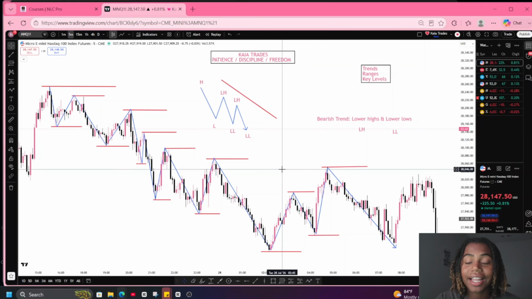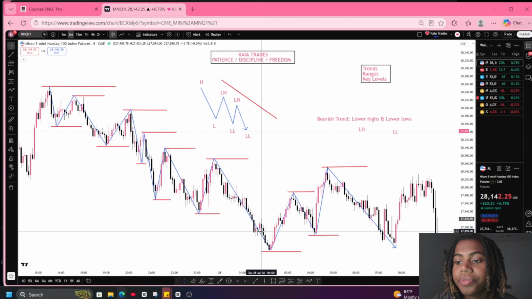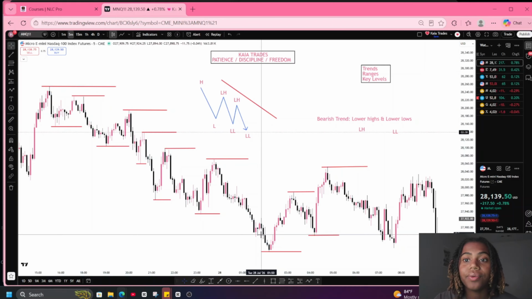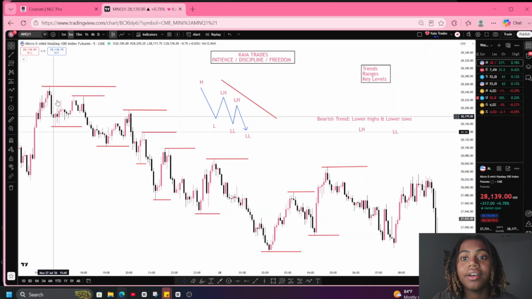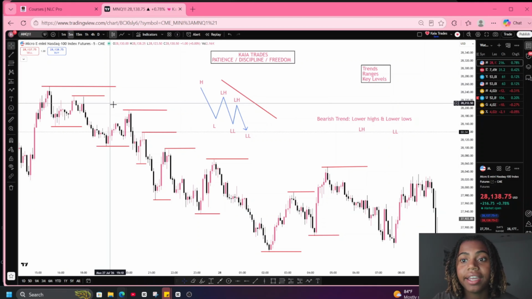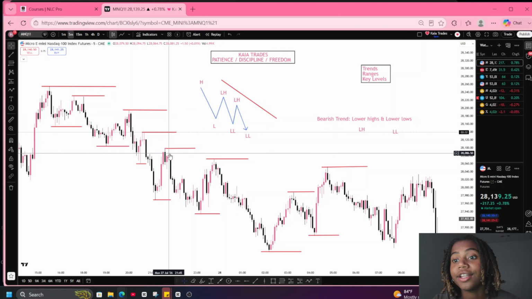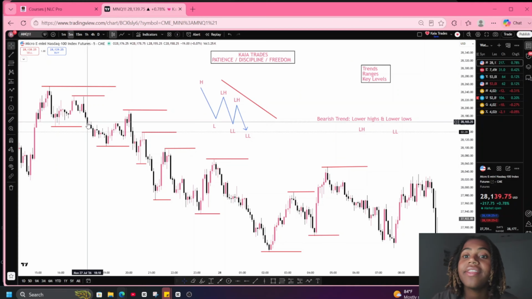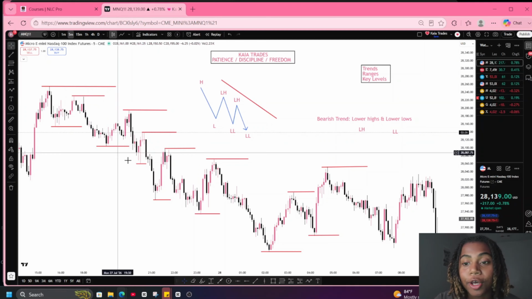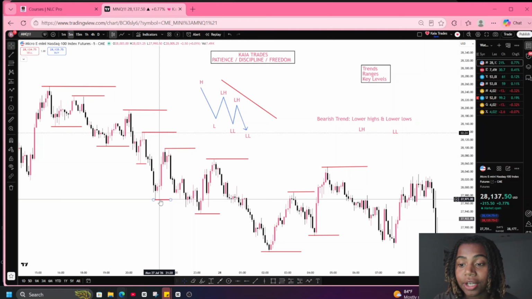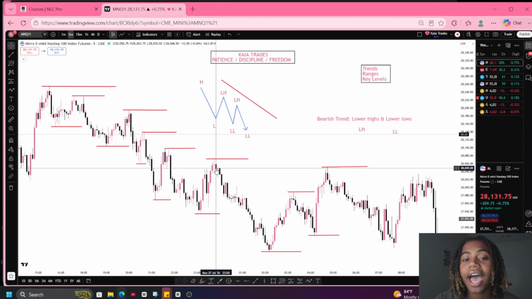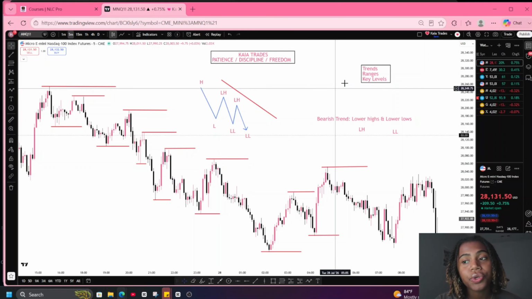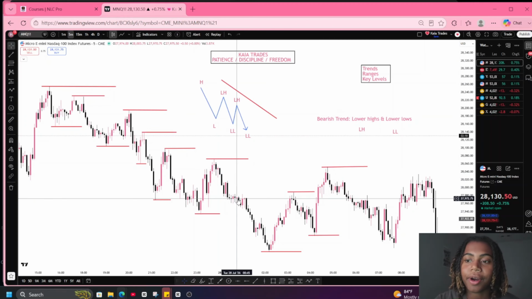This is what that would look like when we have put the candlesticks back on the charts. We're going to remove the line. We can see that price made a high, a lower high, a lower high, a lower high, a lower high, a lower high, a lower high, finally a higher high. Then we have a lower low, another lower low, another lower low, another lower low, another lower low. When we have lower highs and lower lows, we are in a bearish trend in the market.